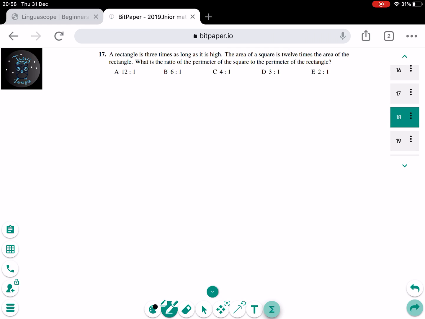For the 17th question, it says that a rectangle is 3 times as long as it is high. So let's say that the height is A and the length is 3A. And the area of the square is 12 times the area of the rectangle. So 3A times A is basically 3A squared. So the area of the square must be 3 times 12, which is 36A squared.